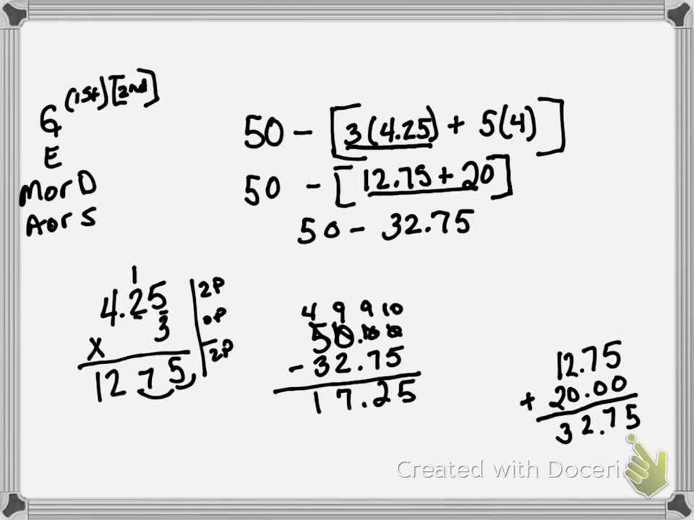All right, and I got 17 and 25 hundredths for my 50 minus 32 and 75 hundredths.